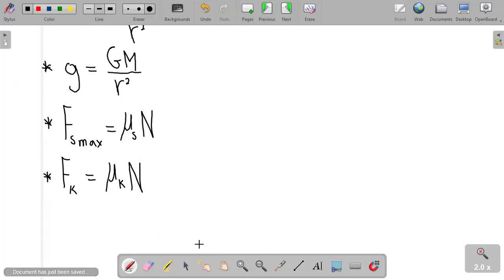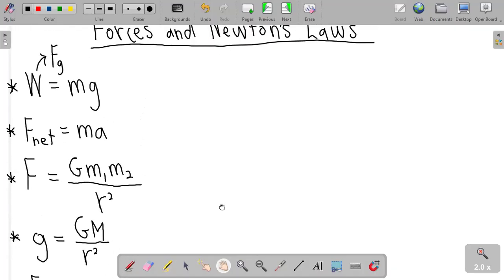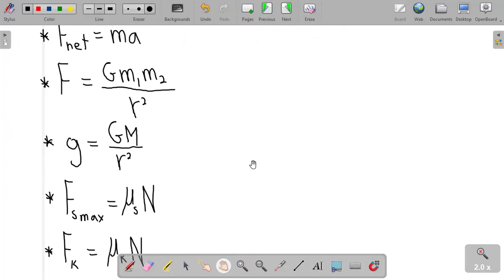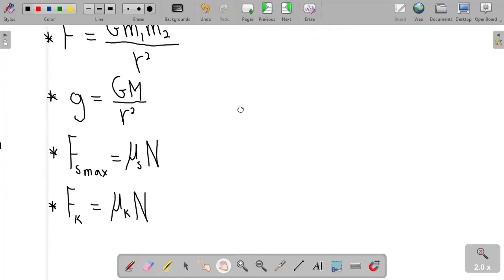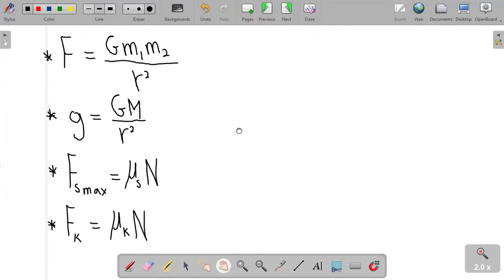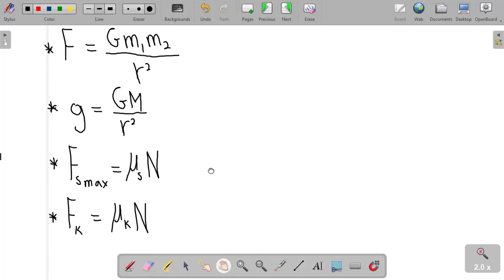Let me try to write down the meaning of the symbols here. This is what we're going to use for this topic of forces and Newton's laws. You will find these on the formula sheet, and you will find some more.